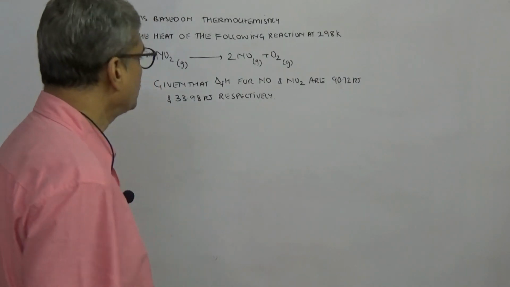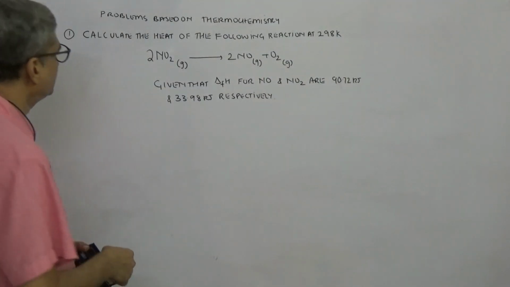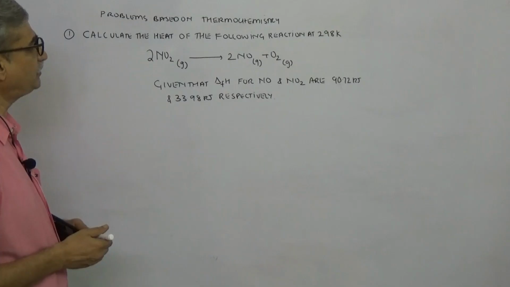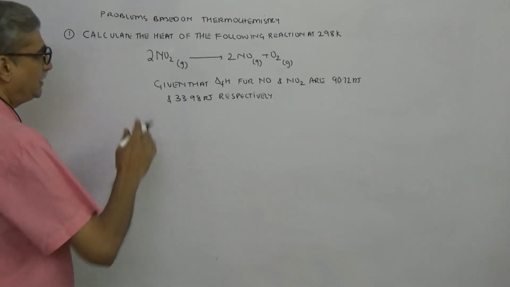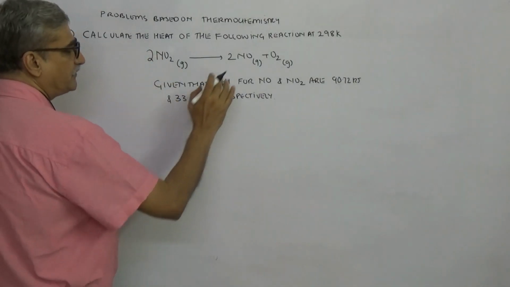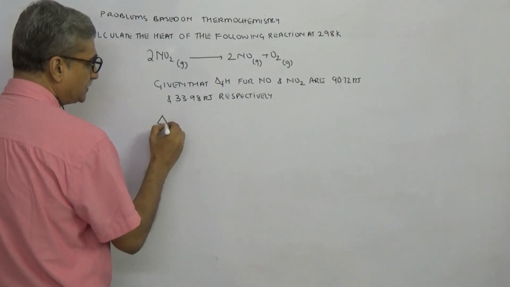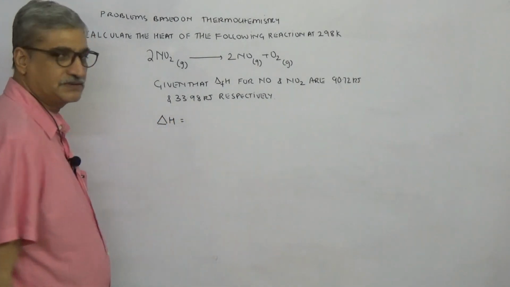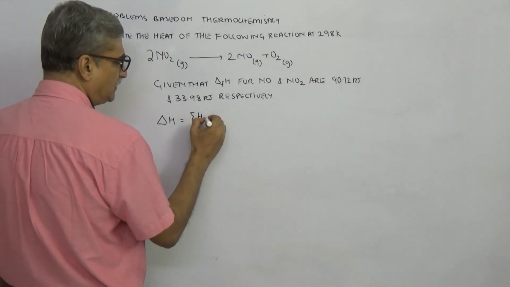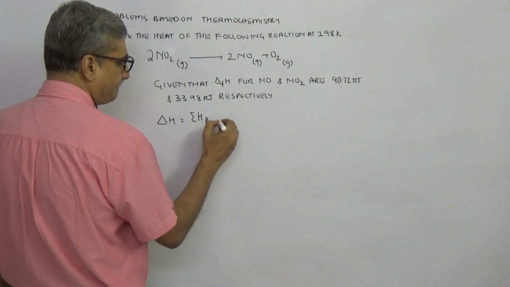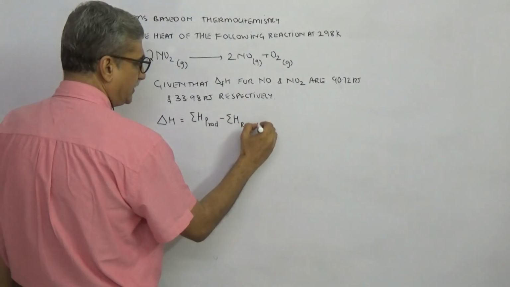Now we are going to be doing problems based on thermochemistry and Hess's law. You can see in this sum, the sum says calculate the heat of the following reaction at 298 Kelvin: 2 moles of nitrogen dioxide forms 2 moles of nitric oxide plus oxygen. So in this case, the formula that we are going to use is delta H, the enthalpy change, is equal to summation of the enthalpy of product minus summation of enthalpy of reactant.